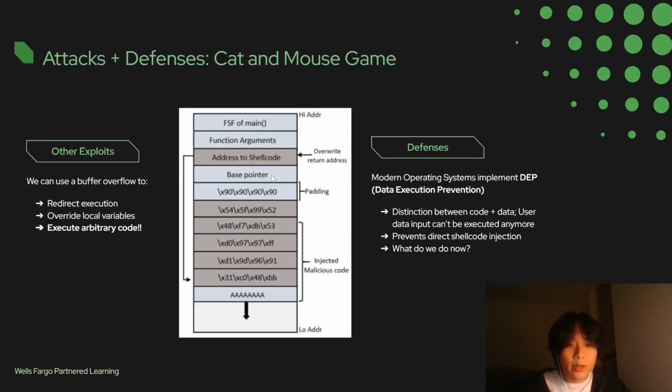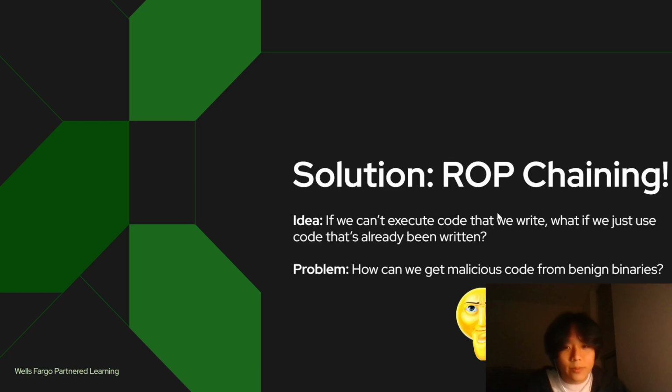So if we put in the address of the buffer where the return address should be, with DEP enabled, it won't actually run any of this code that we injected into it. So this will prevent that direct shellcode injection. And so what can we do instead? Well, the solution to this issue is the exploit we're going to talk about today, which is ROP chaining.